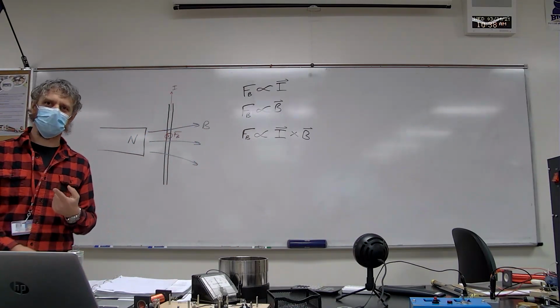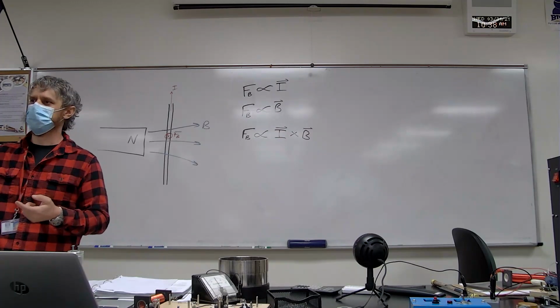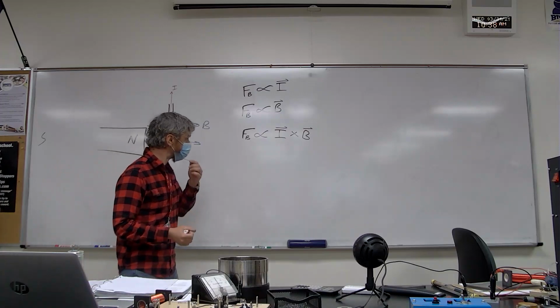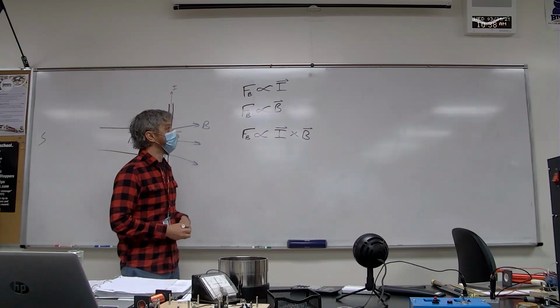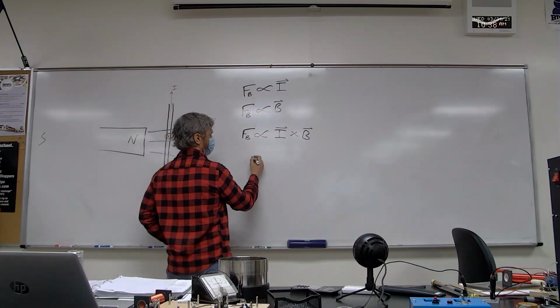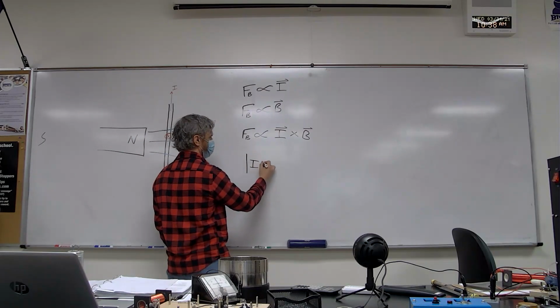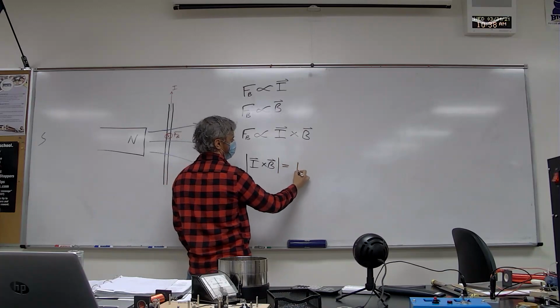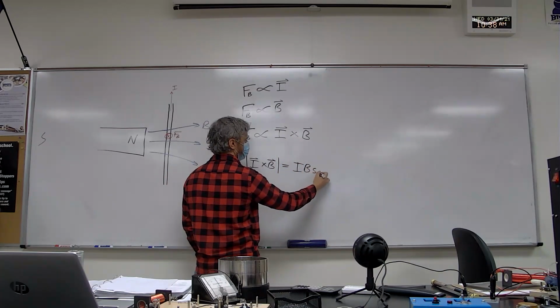Like the angular velocity of an object is the cross product of r and v, the radius and the tangential velocity. So yeah. Remember that the magnitude of the cross product is just I, B, sine theta.